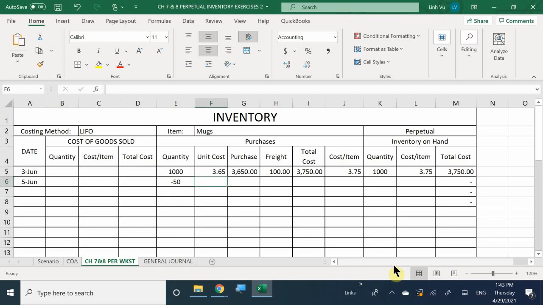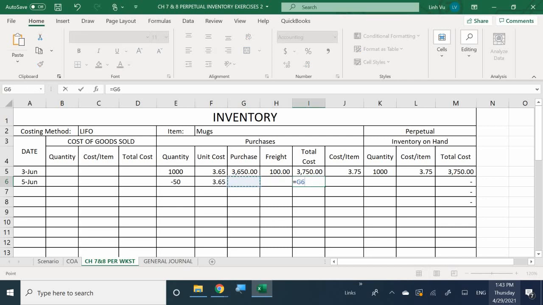How do I determine what cost per item I'm going to use for each mug if I'm doing a full refund? Would it be the unit cost? The unit cost of how much? $3.65, right, because we can't return freight. The only thing that we can return is the original purchase price, which in this case is $3.65 each. So what is my grand total that I'm going to be refunding? $182.50. You multiply these two together, $182.50.